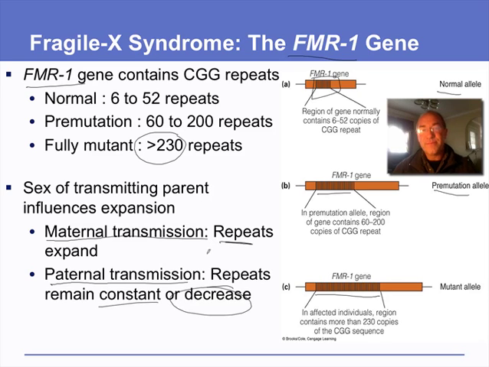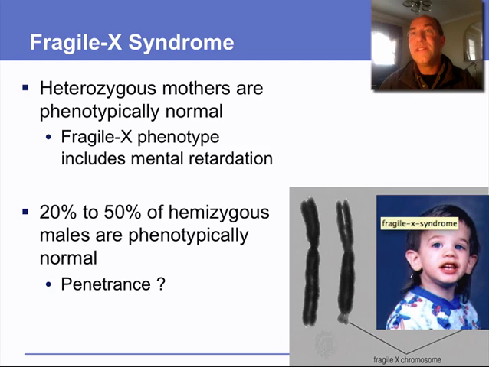So Fragile X syndrome, here's a child with Fragile X, and if you look at this diagram of cartoons, it's called Fragile X because at the bottom of these X chromosomes, these are the female X chromosomes, you can actually see a change in DNA. It's visible to the microscope, and that's because of all these many, many CGG repeats. So heterozygous mothers, in other words, ones that have one bad chromosome, one good one, they tend to be phenotypically normal. Fragile X phenotype includes mental retardation, of course, but they seem to be phenotypically normal.